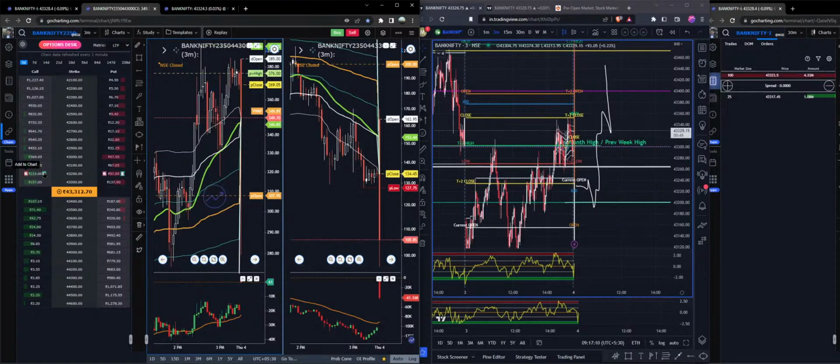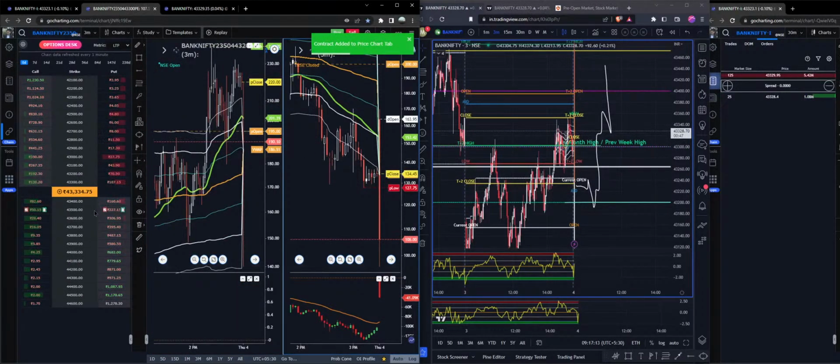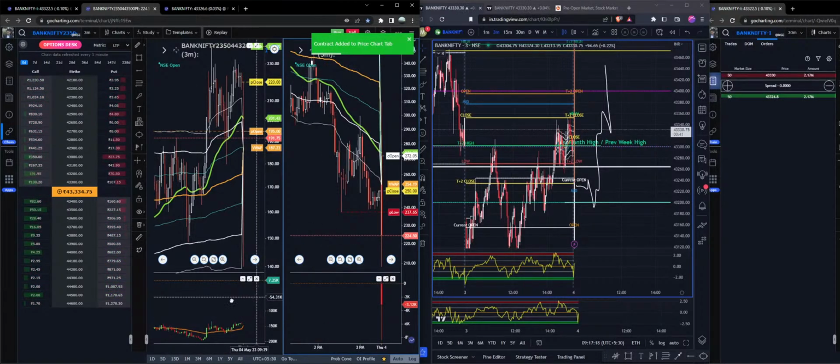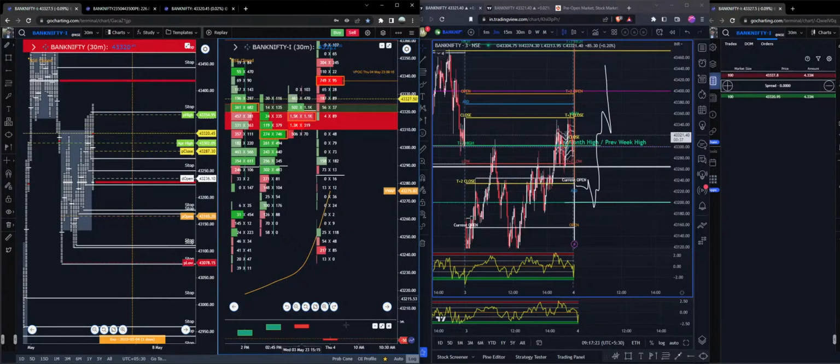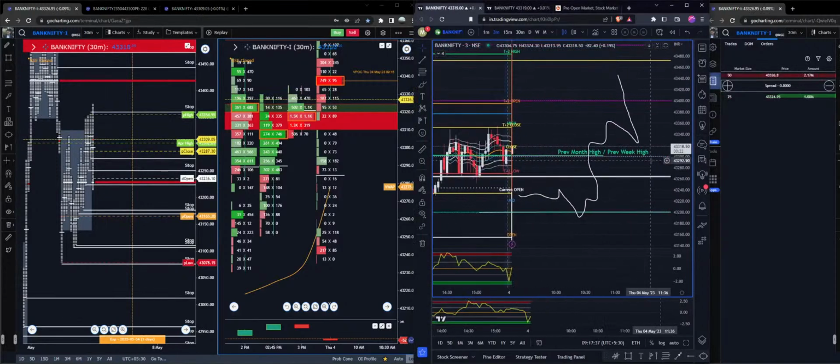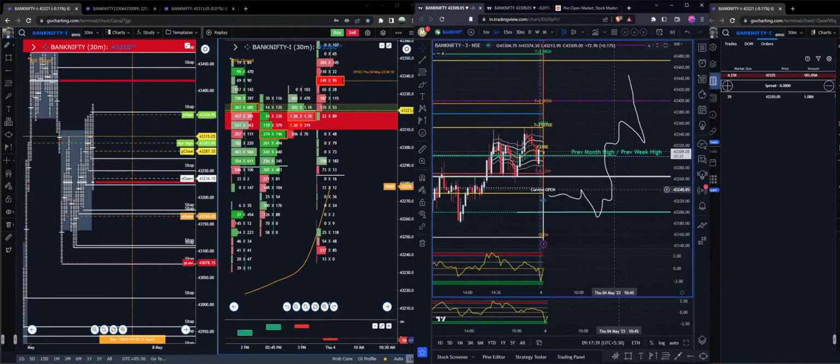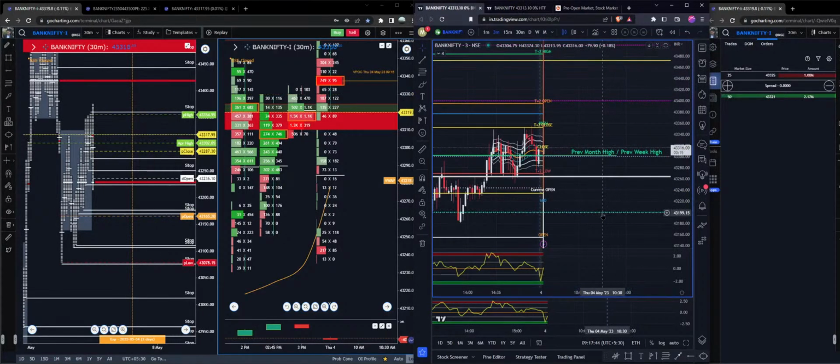So 43,200 call and 43,500 put. The call is the one which is in positive, the put is the one which is in negative. Overall the delta here is negative, so supply is still coming in. So we tagged the previous day's high, looked above and failed. Now the price is developing lower, and I'll be seeing whether it tags 43,300 or not. So I'll just remove this drawing and this drawing.